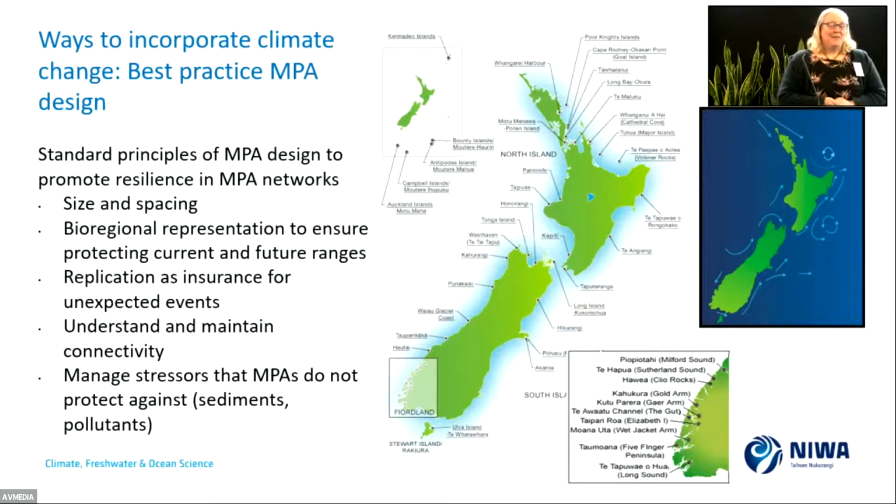Anyway, going back to this, I'll call it option 3, but I'll call this best practice MPA design in general. I was thinking to myself, well, what do we really do normally? What do we tell ourselves that we need to do in marine protected area design? Well, we need to have size and spacing that's appropriate to protect the particular species and habitats that are within our objectives. We want bioregional representation. That's something that ensures we will be protecting current and future ranges.